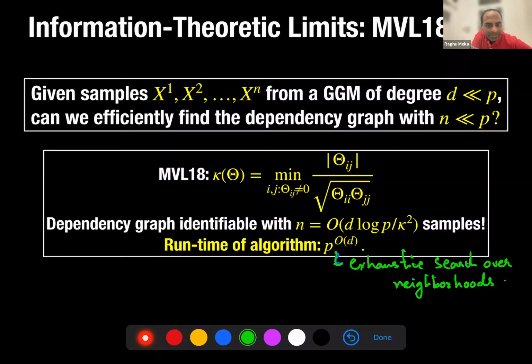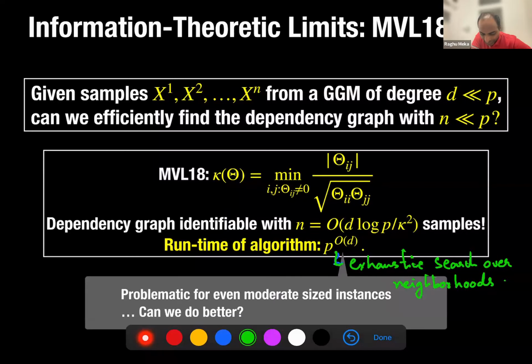So it says information theoretically you can do significantly better, d log p or kappa squared, but the runtime is p to the power of d. And this runtime is quite problematic even for moderate size instances. Like I said, we assume the degree is 3 or 4 and p is like a billion. It's awful to run in cubic time, or if the degree is 10, then it's much, much worse.